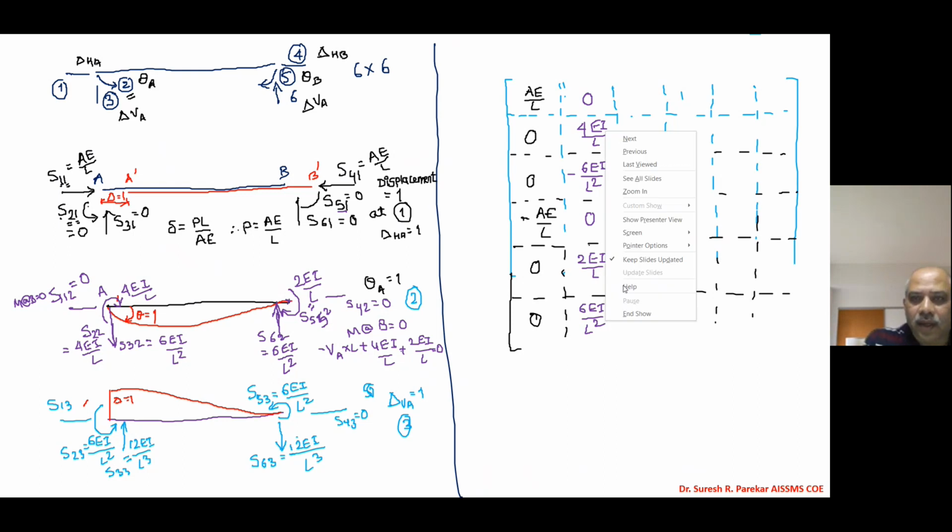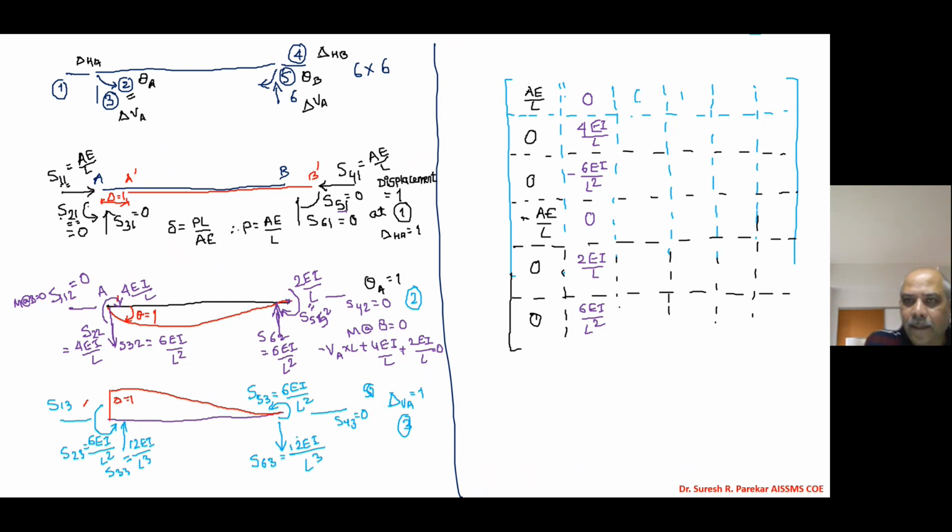Then we have third, and we will with the same color third, and then we have this as S13, then we have S13 = 0 again. Then we have S23, we have -6EI/L².